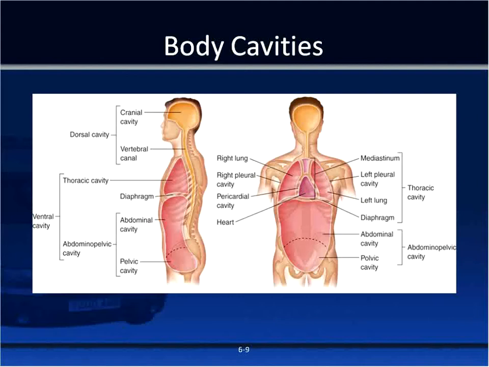A body cavity is a hollow space in the body that contains internal organs. The cranial cavity is located in the head. It contains the brain and is protected by the skull.